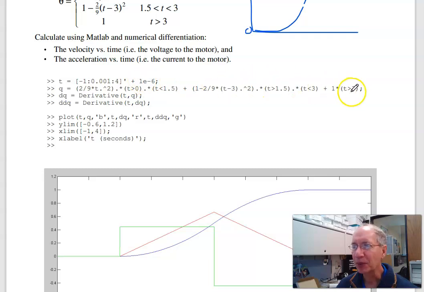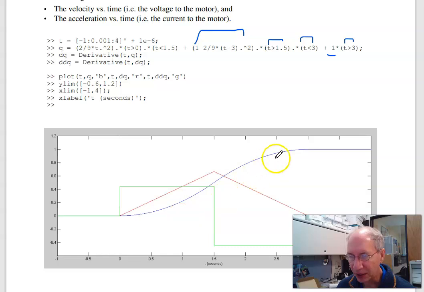Throw that into Matlab, in kind of a long function here. Here's your function, valid for t bigger than 1.5 and less than 3. Here's the function valid for t bigger than 3, and a function valid for t less than 1.5. If I do that, here is your function y. The red line is y prime. The green line is y double prime.